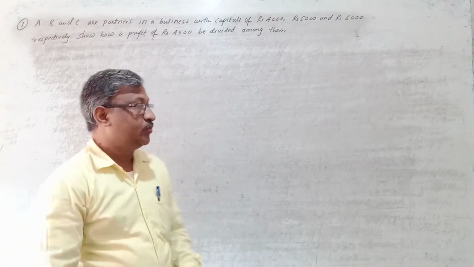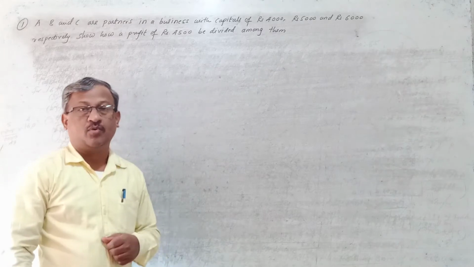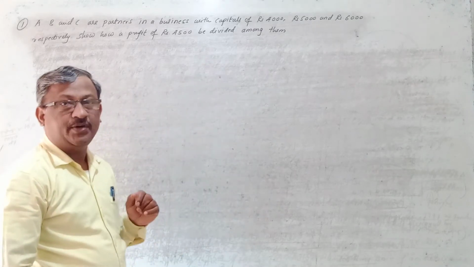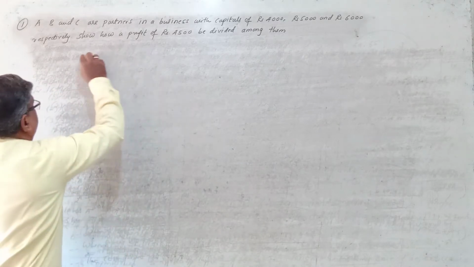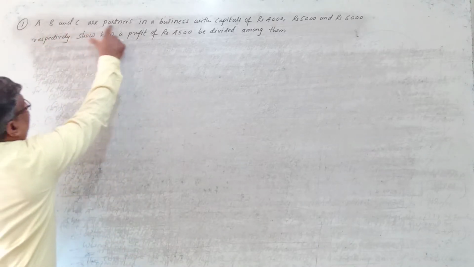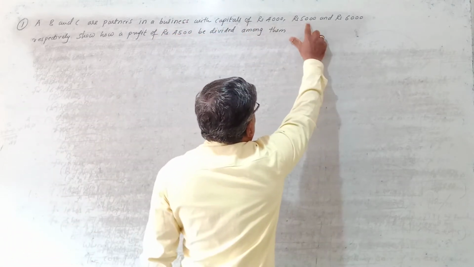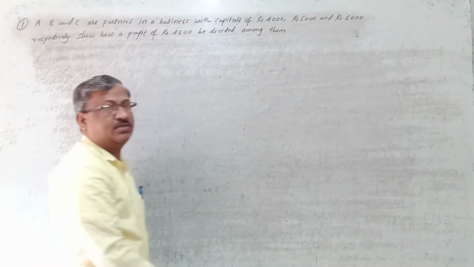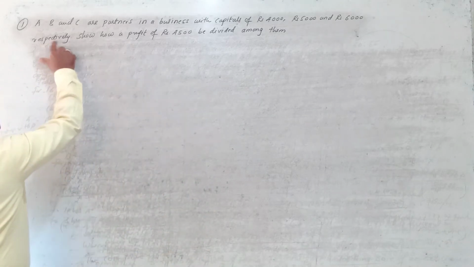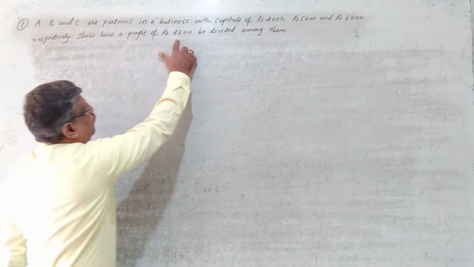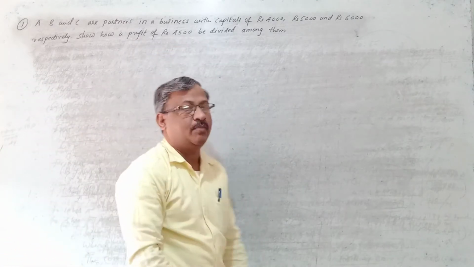Hello students, so let's begin with the numerical problems on partnership. Here I have taken the first problem on partnership. The problem is: A, B and C are partners in a business with capitals of rupees 4,000, rupees 5,000 and rupees 6,000 respectively. Show how a profit of rupees 4,500 should be divided among them.